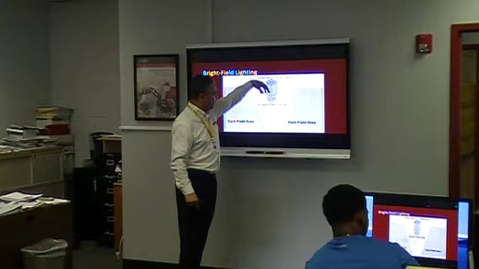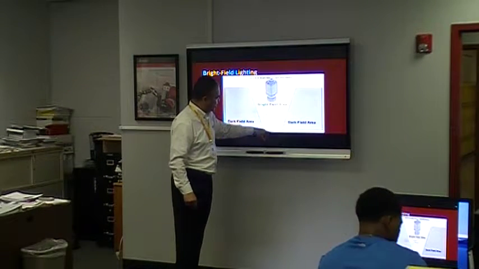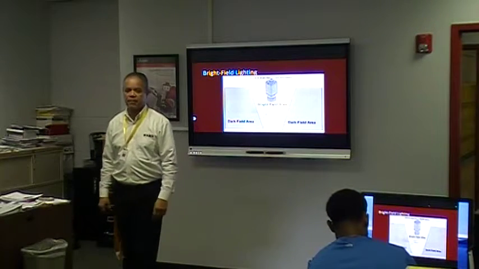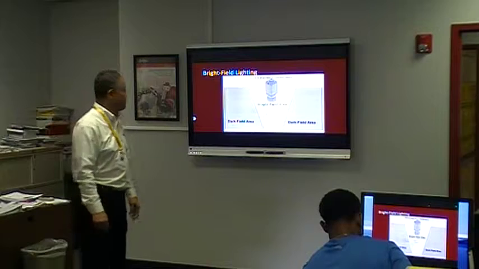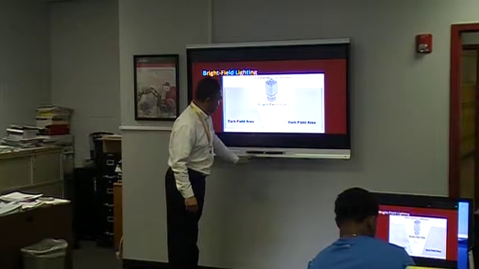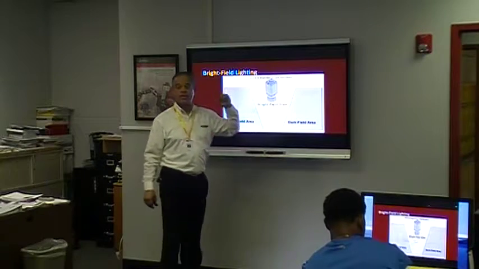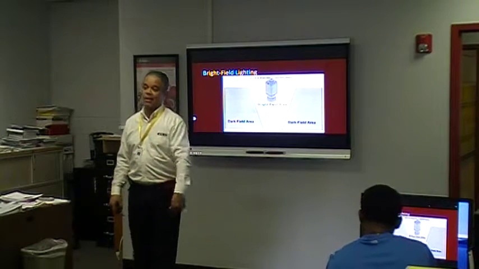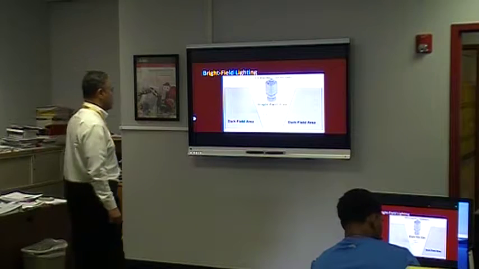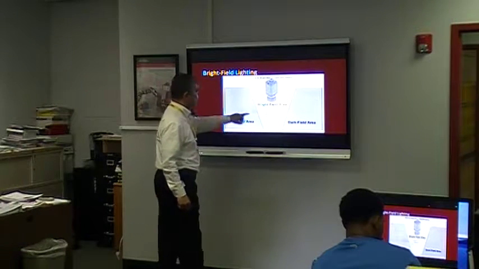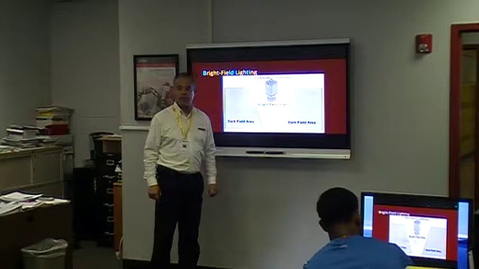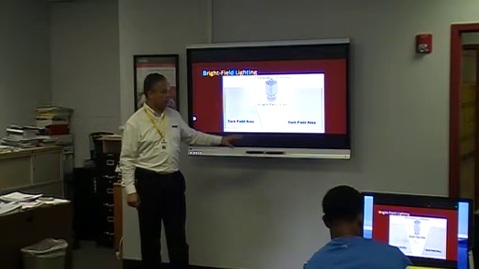When you have a coaxial light that's going down here, you can see that there are multiple rays coming off that light. Each one of those rays goes down and hits the field of view on the sample part or the target part, and then you have an angle of reflection. The angle of incidence is equal to the angle of reflection.